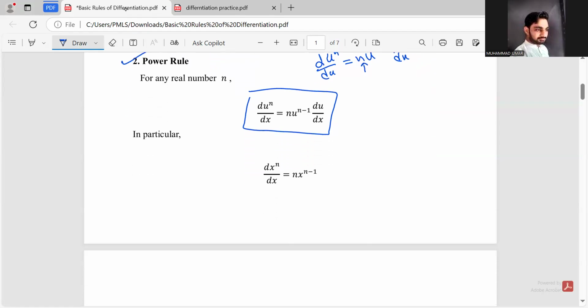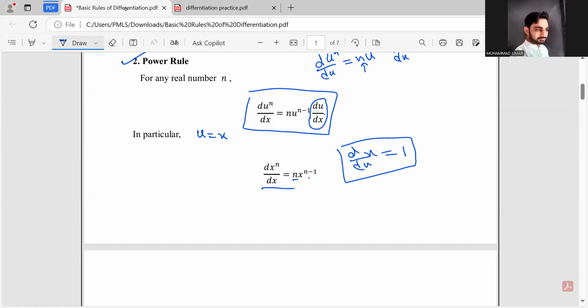In particular, if u is equal to x, then again the power becomes the coefficient, decrease 1 in the power, and the derivative of x. We know that if we take the derivative of x with respect to x, that will be equal to 1. That is why this part becomes equal to 1 in this case. So in the particular case, if u is equal to x, the power rule is something like that.